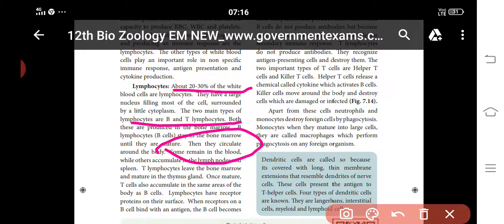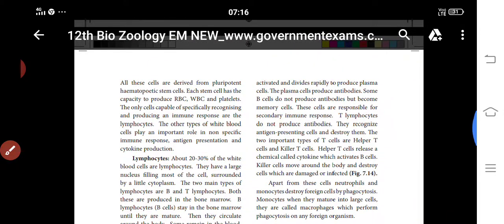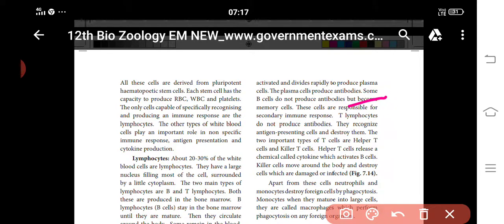So B lymphocytes and T lymphocytes are produced in the bone marrow and the thymus gland. At the same time, B lymphocytes are actively growing. Plasma cells produce antibodies. Some B cells do not produce the antibodies but become memory cells.